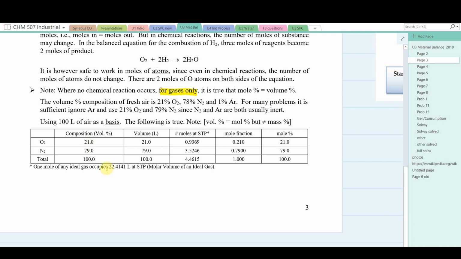Now, keeping in mind that a mole occupies 22.4 liters at STP, we could divide the number of liters by the molar volume, and we'll get these values. The moles of oxygen in 21 liters is 0.9369. The moles of nitrogen in 79 liters is 3.5246, and the total moles therefore is 4.4615. Now the mole fraction of each would be the individual number of moles divided by total moles, and notice the mole fraction is exactly the same as the volume fraction. The volume fraction would be 0.21, 0.79, and 1. So volume fraction, 21 out of 100, is the same as mole fraction for gases, provided they're at the same temperature and pressure.